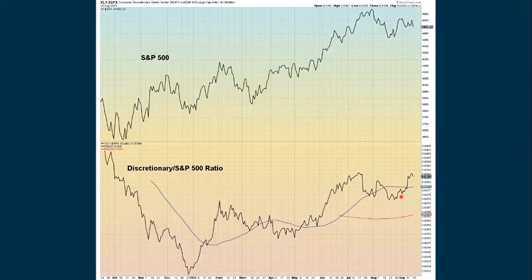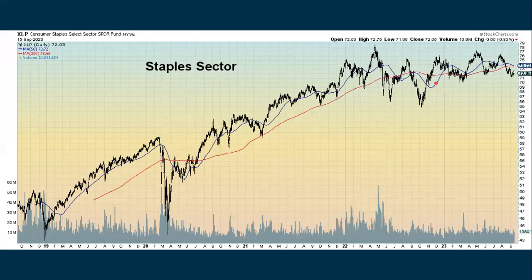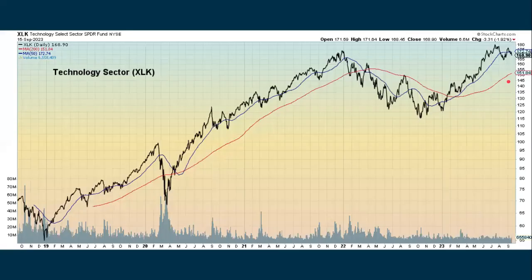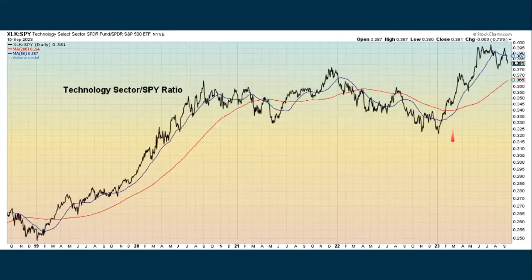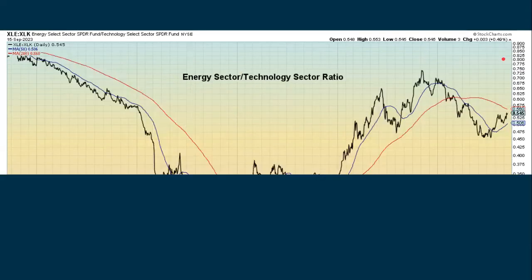Discretionary, these are the things that make life more interesting. That's been one of the better sectors in 2023, still in a longer term uptrend. Staples, these are the things you have to have. Starting to get close to a death cross here. We haven't quite crossed over yet. When we look at the tech sector, still in a longer-term uptrend, but seeing some recent weakness. Semiconductors got hit pretty hard on Friday, but still are in a longer-term uptrend. Tech sector compared to the S&P shows that tech is still hanging in there pretty strong.